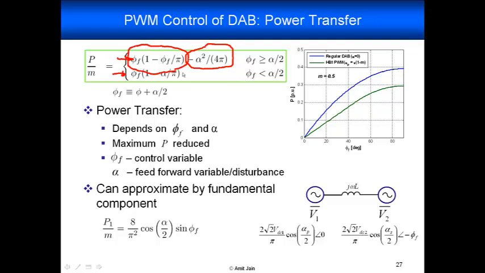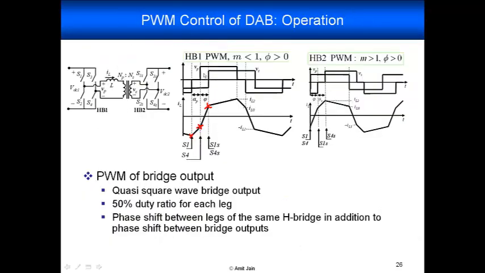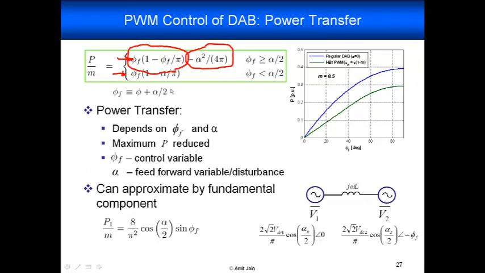So this one happens at lower power. The second expression is phi f times 1 minus alpha by pi. Phi f here is now defined as the phase shift between the fundamental components of the voltages on either side of the transformer. So the fundamental component of this quasi-square wave and the fundamental component of this square wave, the phase shift between those is what this phi f represents.